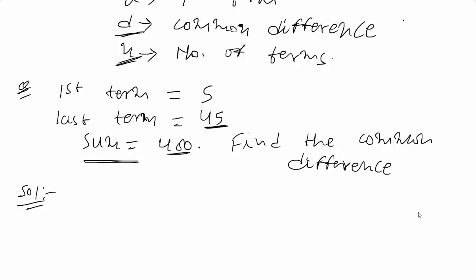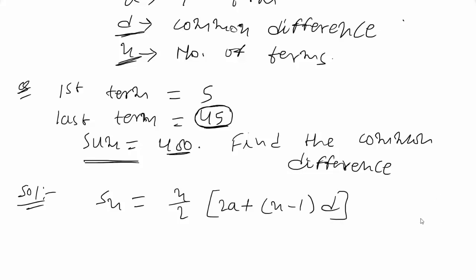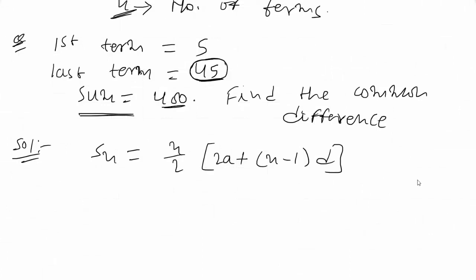We only know the sum. So first we'll try to find the number of terms in this AP series. It is written that this is the last term, so which term is it? We'll find that, and then we'll use it to find the common difference. So see, we know summation is n by 2, 2a plus n minus 1 times d. I'm writing it again and again so that it sticks to your brain and you never forget it. Now see, we also derived it to be n by 2 times a plus l, where l is the last term and a is the first term, or you can say a plus an, where an is the last term.